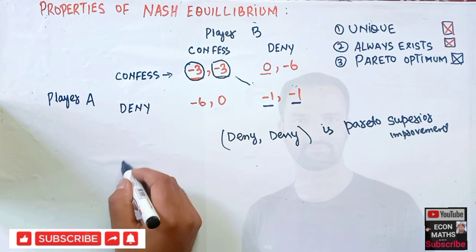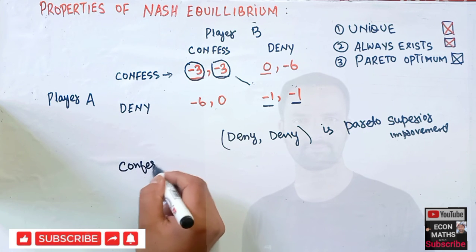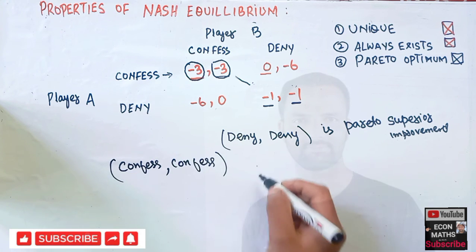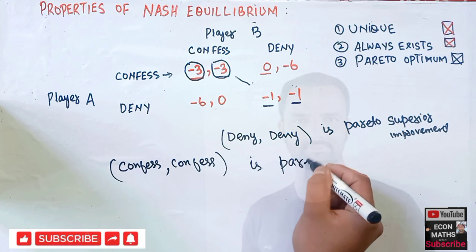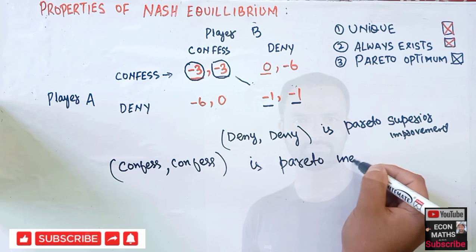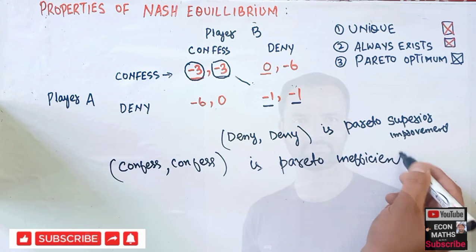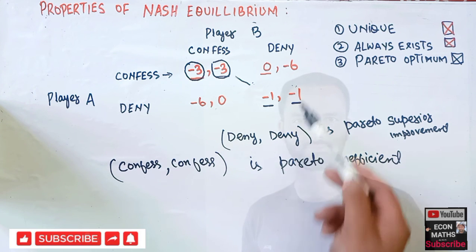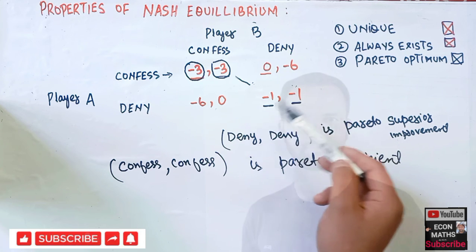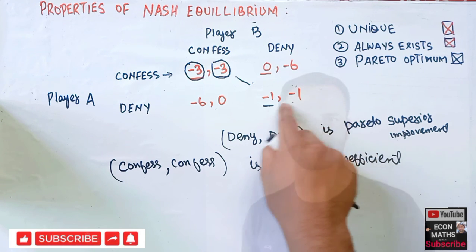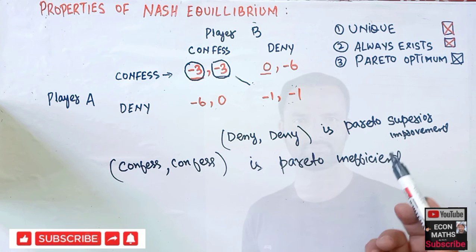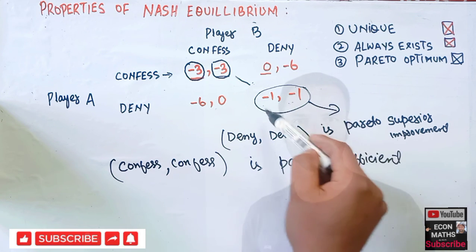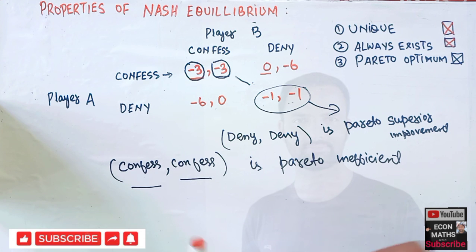So we can say here confess is Pareto inefficient. That is, confess, the strategy when both confess, is Pareto inefficient. Why is it Pareto inefficient? Because there was another permutation and combination. Here we can see there were other choices. They could have been both better off if they had chosen deny and deny, and we say this is Pareto superior. And this confess is Pareto inefficient.